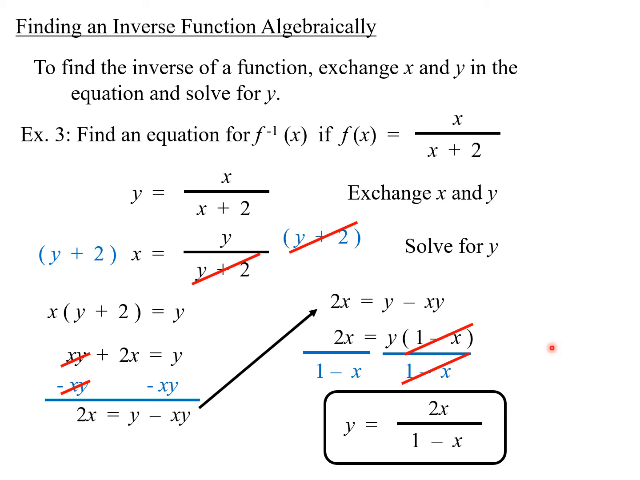So what did we do here? We first wrote in a y, and then exchanged the x's and the y's to get x equals y over y plus 2, which we then have to solve for y. You take various algebraic operations to isolate the y, and in this case we get this. That's how to algebraically determine the equation for the inverse of a function.